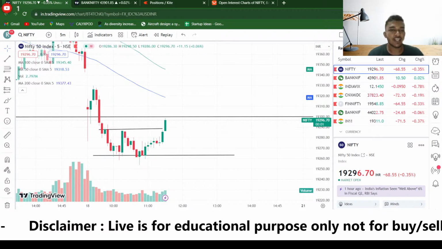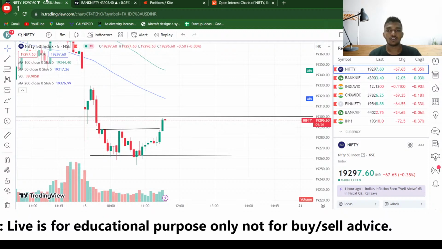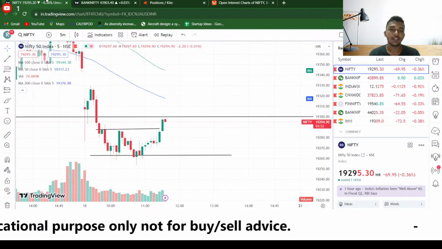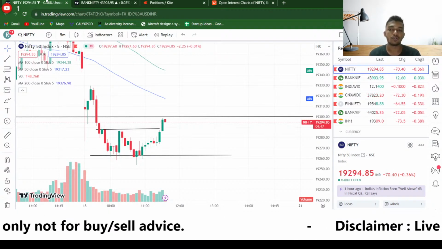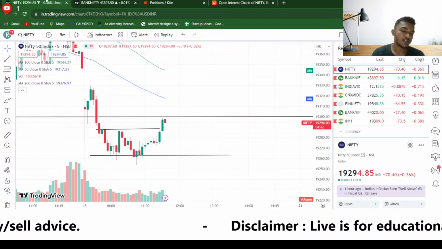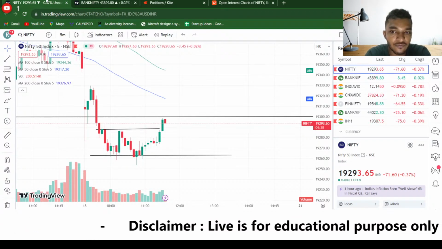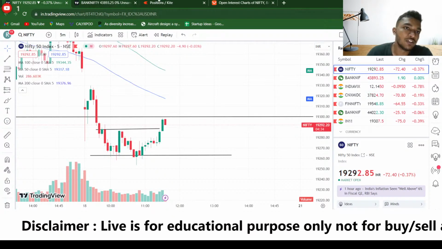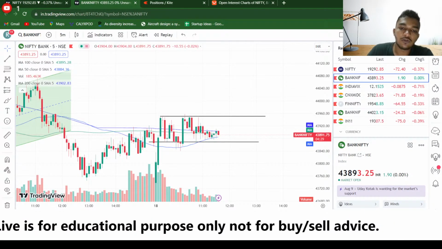Let's see whether it can break 19,300 or not. It is just 3 points away. It is going down. It has faced the resistance, I feel. And there has been lots of profit booking on the call side because we are near the 19,300 level. There would also be lots of put addition if we face this reversal. We don't want that. Right now the Bank Nifty's momentum has also slowed down.